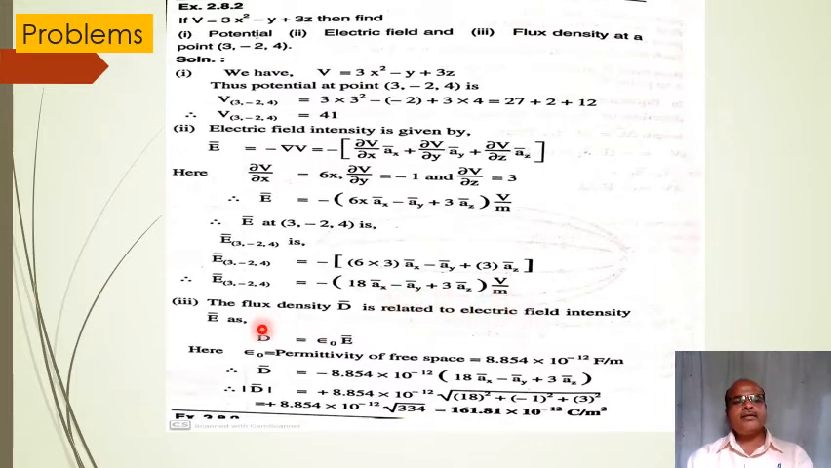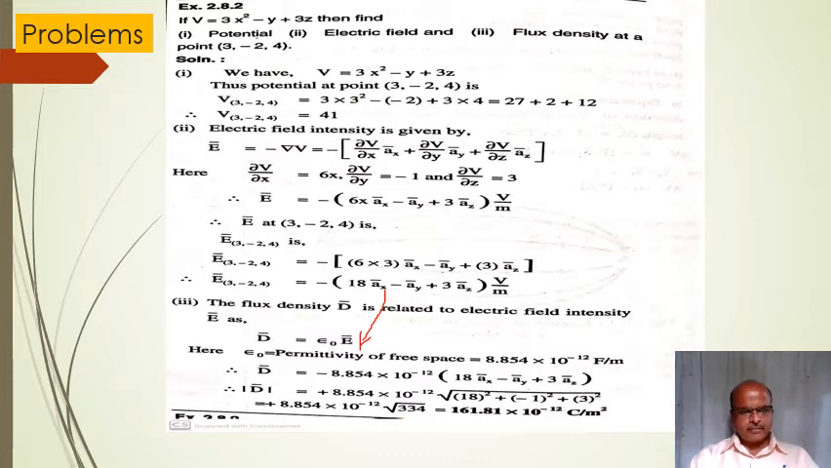Then next they have asked to find the flux density at point 3, minus 2, 4. So for the flux density formula, we know that D bar is equal to epsilon 0 E bar. Here epsilon 0 is the permittivity of free space, and we know that the epsilon 0 value is 8.854 into 10 raised to minus 12 farad per meter. Put the value of E bar in this equation, multiply, and you will get the value.